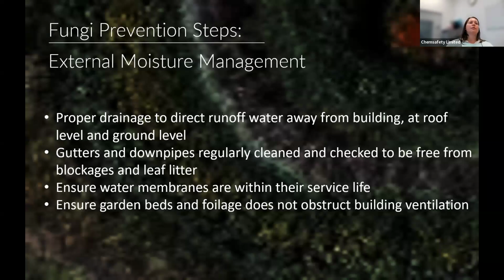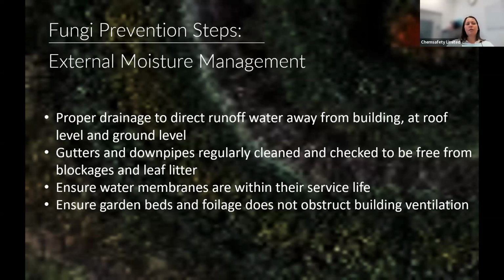So what do we do? We look at external moisture management. Ensure there's proper drainage of runoff water away from the building at roof level and at ground level. We make sure we check our gutters and downpipes regularly, that we get them cleaned and check that they are free from blockages, and remove the leaf litter. We make sure that our water membranes inside of our buildings are within their service life. And if they are outside of their service life, we need to get that fixed.